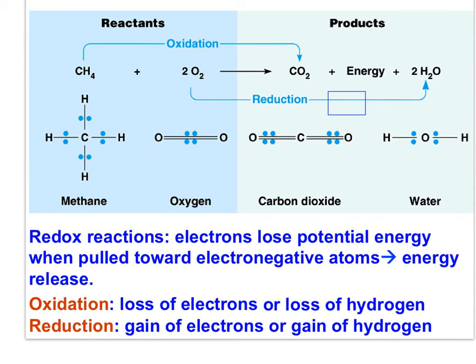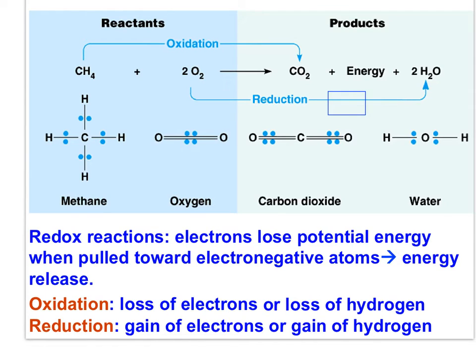Before combustion, the electrons are further away from the nuclei of the atoms. After combustion, the electrons are closer to nuclei. You can see how far the electrons are from nuclei in methane and with respect to oxygen. Yet notice how close to nuclei they are here and here.